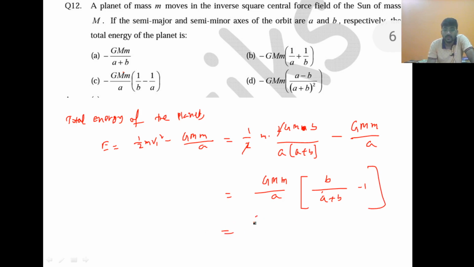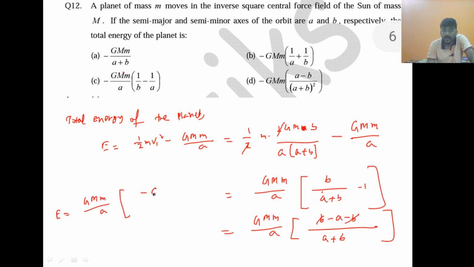So it will be g capital M small m by a into a plus b, b minus a minus b. So this b will cancel out, okay, so it will be g capital M small m divided by a into minus a divided by a plus b. Again this a will cancel out, so it will be minus g capital M small m divided by a plus b. So answer option A will be the correct. Okay, now let's move to the next question.